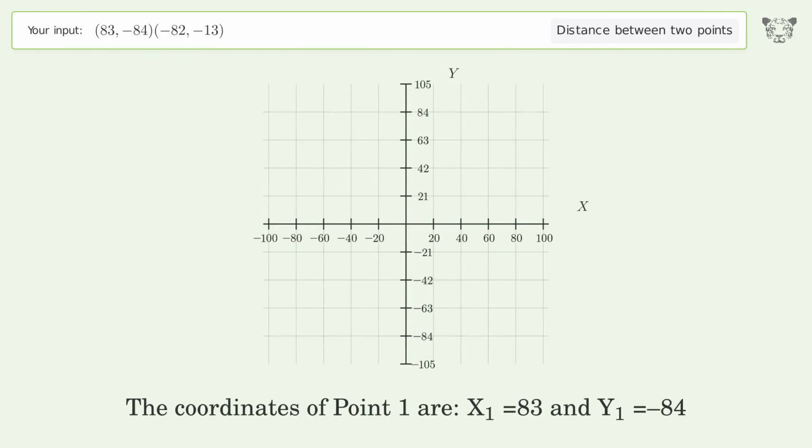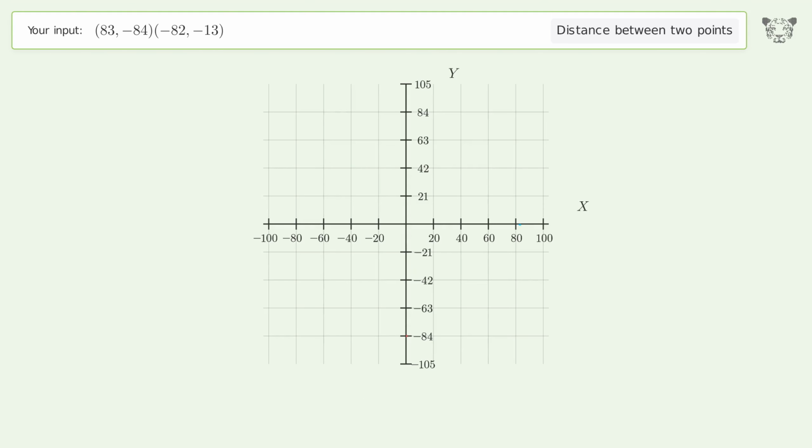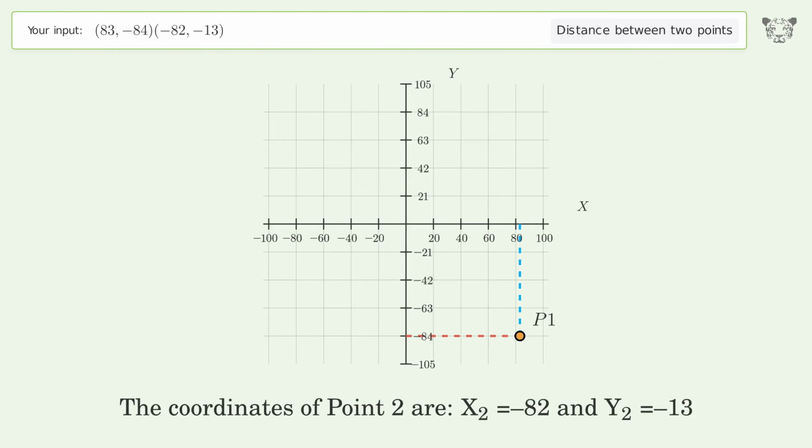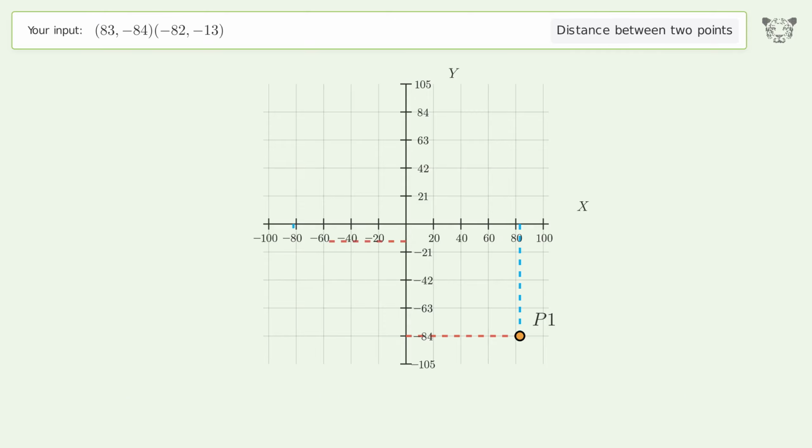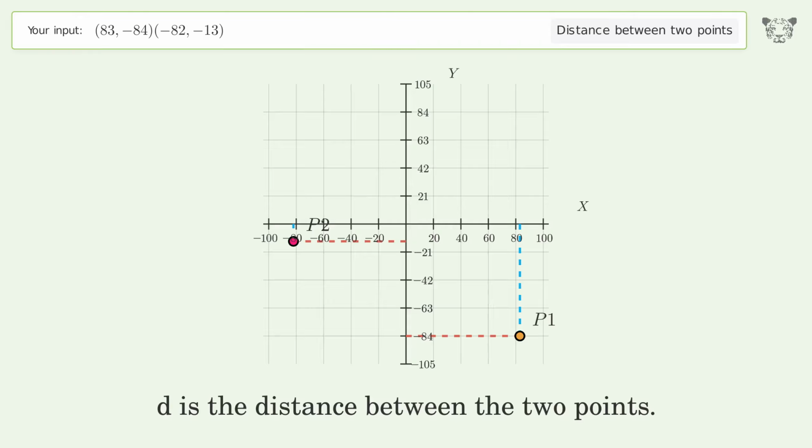The coordinates of point 1 are x1 equals 83 and y1 equals negative 84. The coordinates of point 2 are x2 equals negative 82 and y2 equals negative 13. D is the distance between the 2 points.